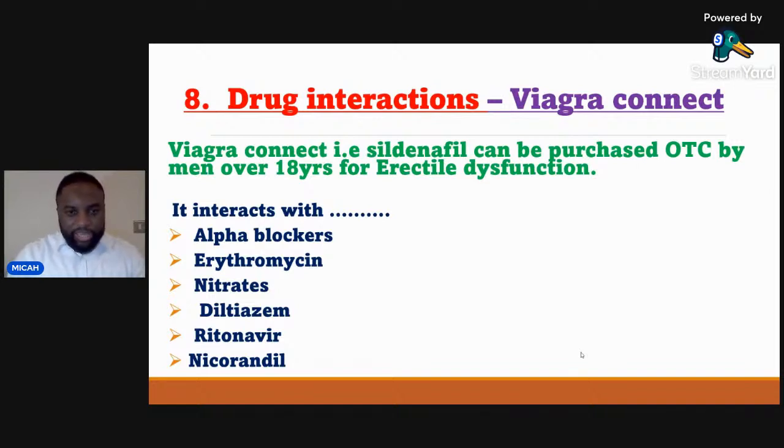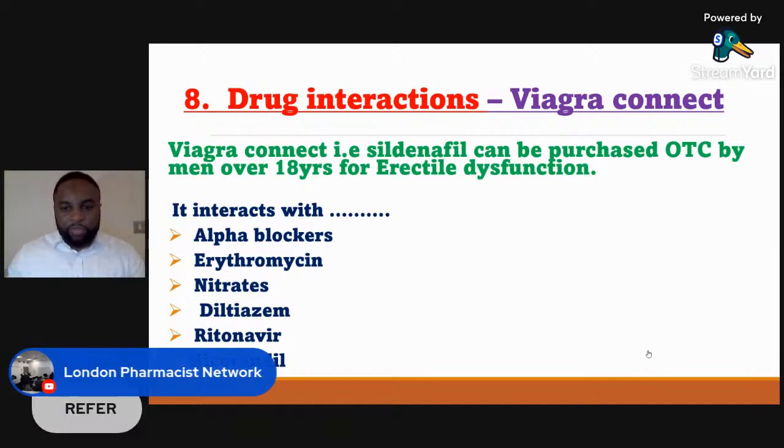If a patient has had a stroke within the last 6 months, that patient needs to be referred. Refer all patients who have had a stroke within the last 6 months to a prescriber for further discussion and investigation before they can be given the drug.